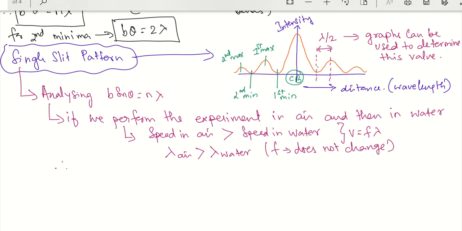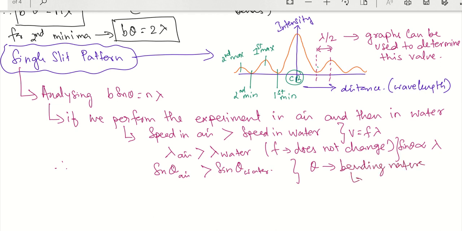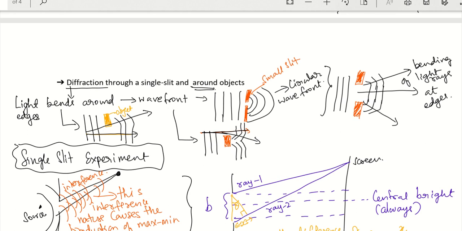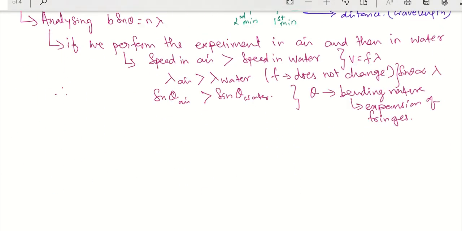Therefore, one more thing you have to observe in this formula is that sin theta is proportional to lambda. So sin theta in air will become greater than sin theta in water. So the pattern will expand. Theta tells you the bending nature or the expansion of fringes. So this is how you have to learn to judge these technically. So we did single slit diffraction, and we have seen it around objects also. This is how you have to work on this concept. Let's go to the next concept.